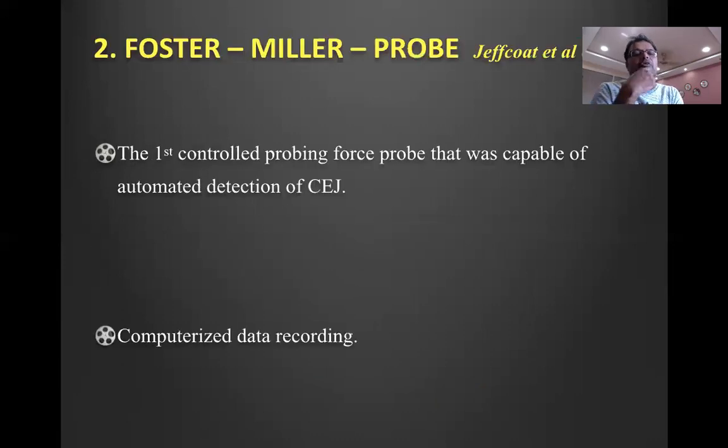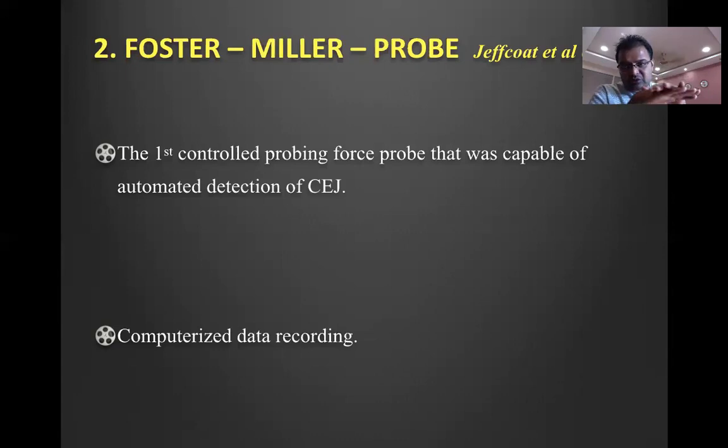The next electronic probe was what we call the Foster-Miller probe, which was developed, if I'm not wrong, at the University of Chicago by Jeff Cote et al. Okay. The Florida probe used the tooth surface as a point of reference, whereas the Foster-Miller probe identified the cemento-enamel junction.